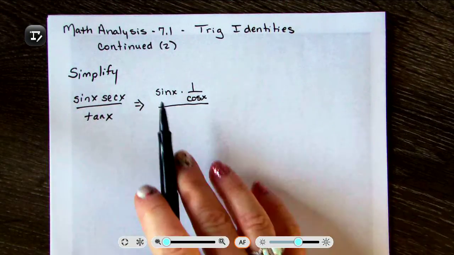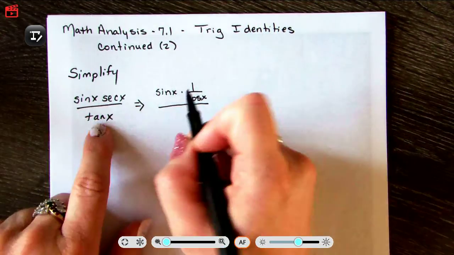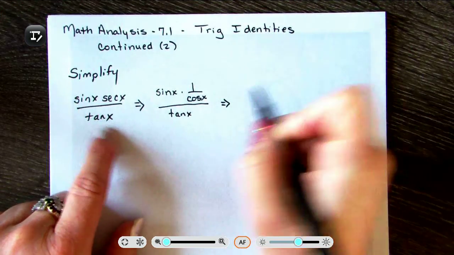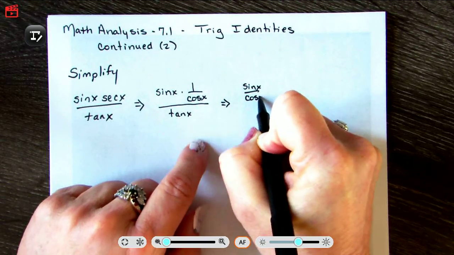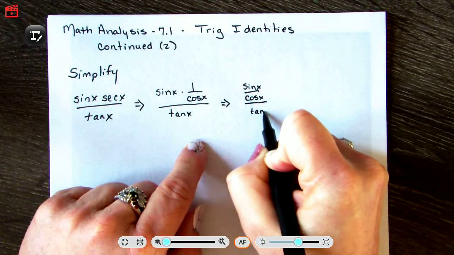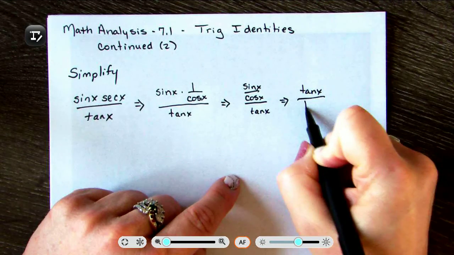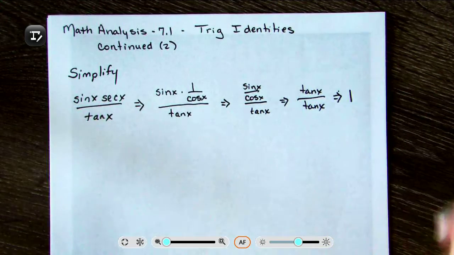I also look at what I've got as I go. And now I'm already seeing that if I do sine times this, I'm going to get that tangent. So I'm not going to change this guy, because sine over cosine, which is what this is, gives me the tangent over the tangent, which is equal to 1.